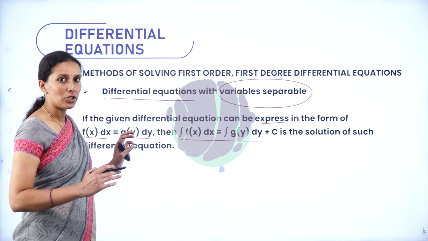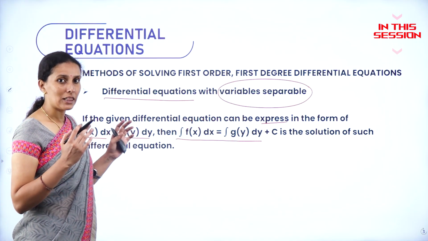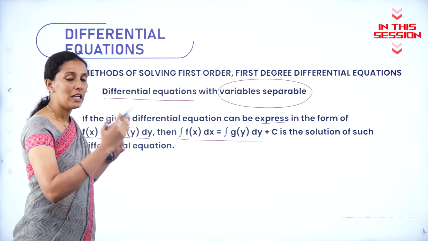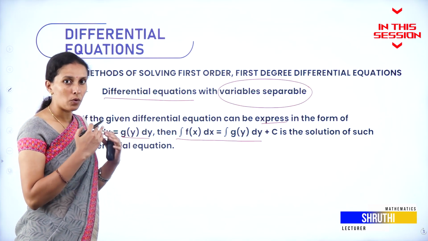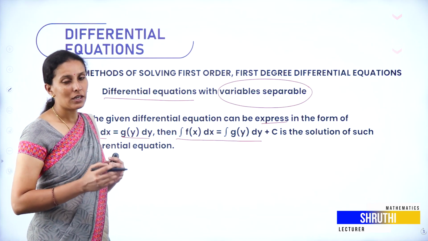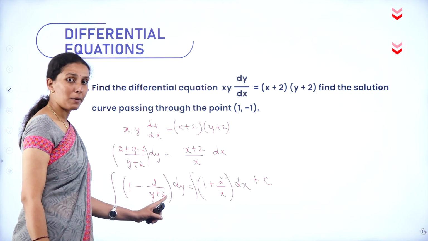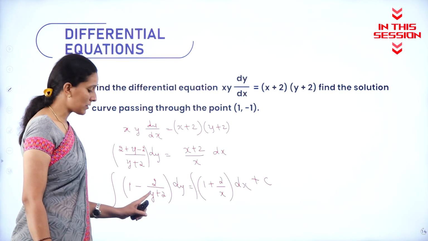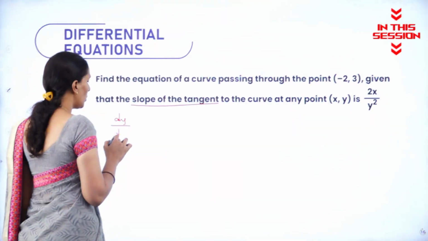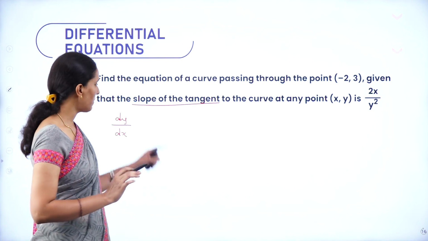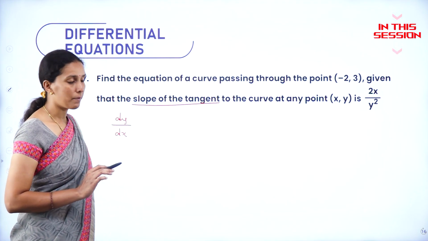So any equation, if you can express it in the form of f of x dx is equal to g of y dy, then when you integrate it on both sides, then that will give you the general solution of the differential equation. What is the derivative of 1 by ax plus b form? It is log of ax plus b. So here the value of a is 1. We know that by the application of derivative, the slope of the tangent to the curve can be expressed as dy by dx.